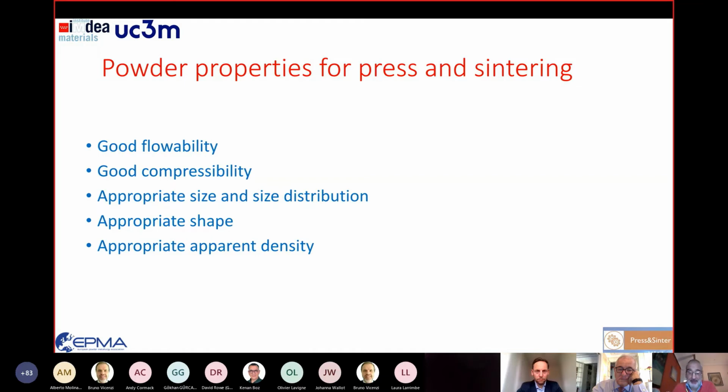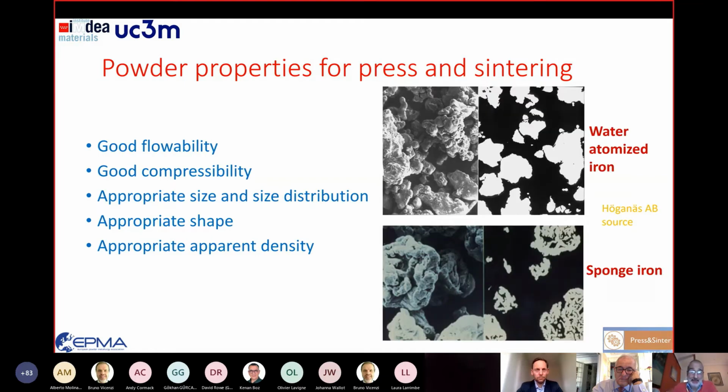In the iron and low alloy steels industry, the most used powders are the water atomized iron powder and the sponge iron, because they fulfill all the good properties that we need for this method. Good flowability, good compressibility, because they are pure iron powders. We have the proper size to assure good flowability and a good apparent density.